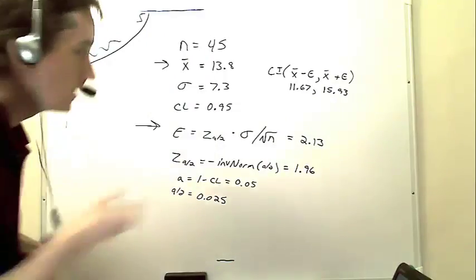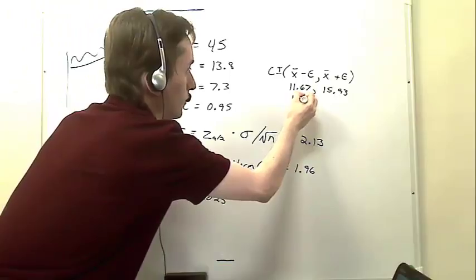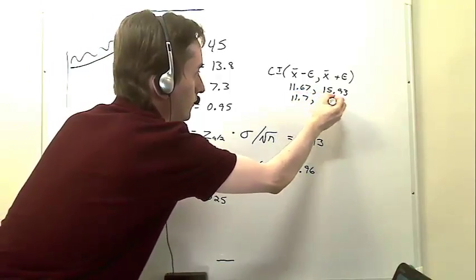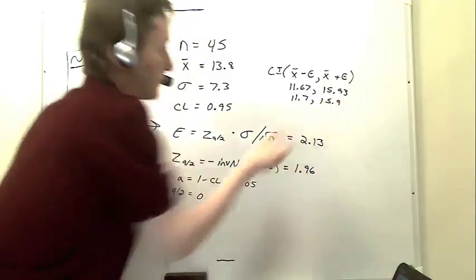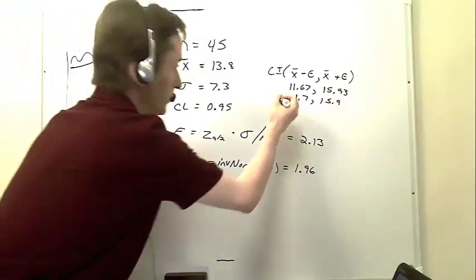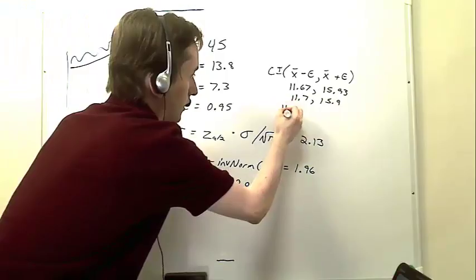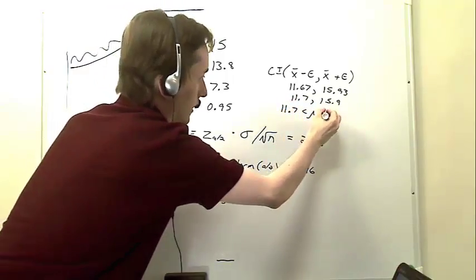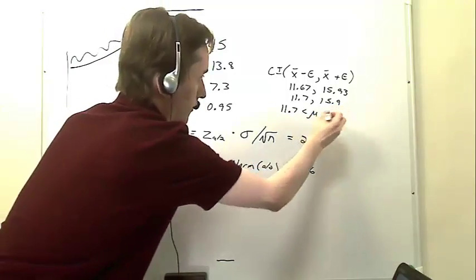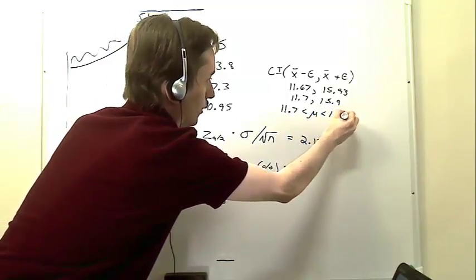Well, they round it, so 11.7 and 15.9. Again, we could also write that as 11.7 is less than our population mean, and our population mean is less than 15.9.